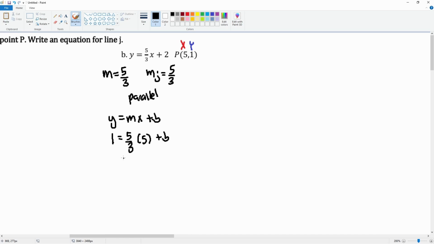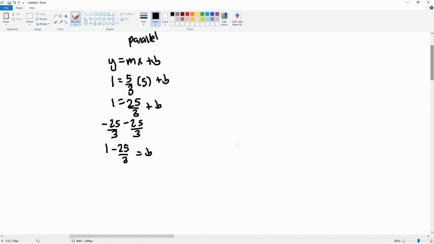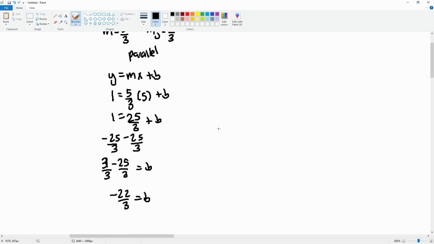Oh wow, this is interesting. Okay, 5 times 5 is 25/3 plus b. If you subtract 25/3 from both sides, you get 1 minus 25/3 is equal to b. Oh man, that just gets sloppy. So this becomes 3/3 minus 25/3, which is negative 22/3, the b term. So the equation would be y is equal to 5/3 x minus 22/3.